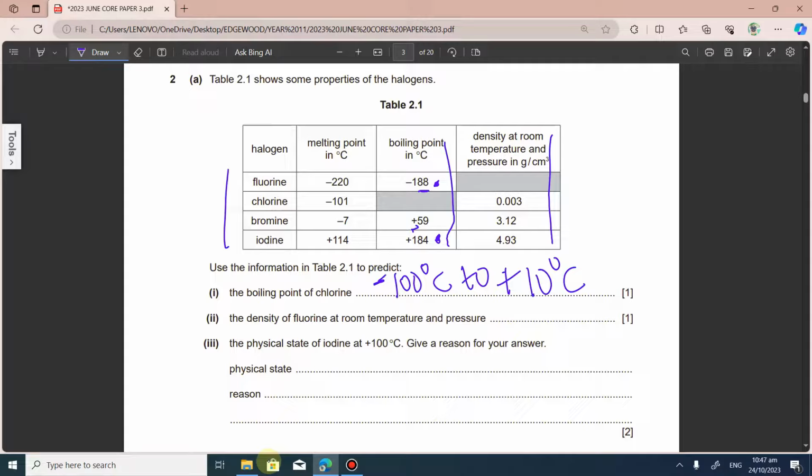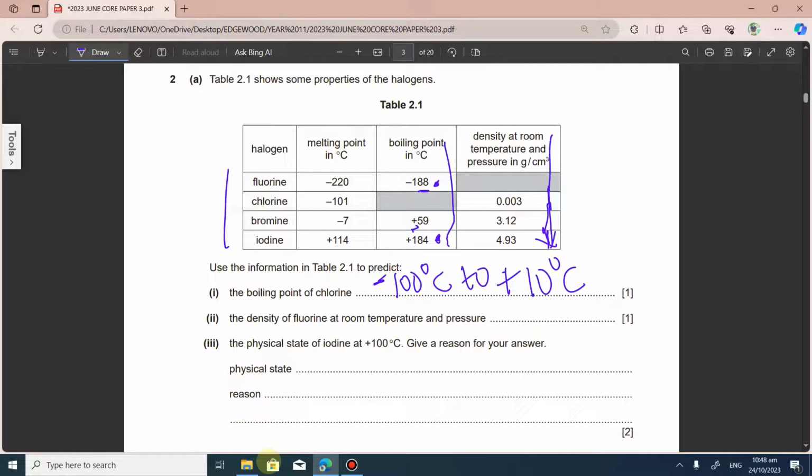Now, the next question says the density of fluorine at room temperature and pressure. Now, look at where we have the density column. You see that it's equally increasing. So from 0.03 to 3.12 to 4.93. So the value expected for the density of fluorine should be lower than 0.03. So pick any value lower than 0.03.